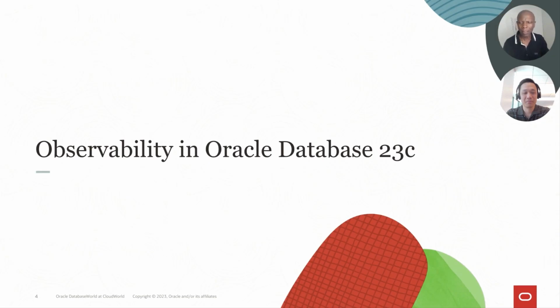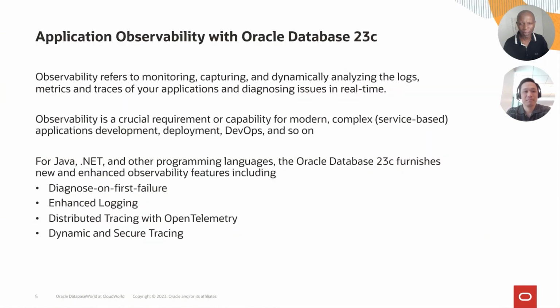So, observability in Oracle Database 23c. Observability refers to monitoring, capturing, and analyzing logs, metrics, and traces. Those are the three pillars of observability: logs, metrics, and traces. Your goal is to be able to diagnose issues in real time, and this is a crucial requirement for modern applications.